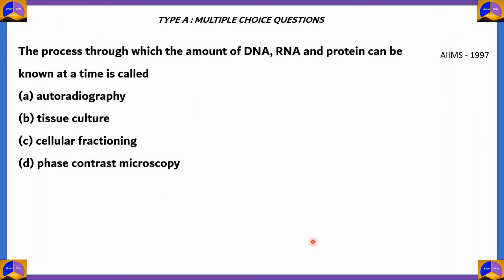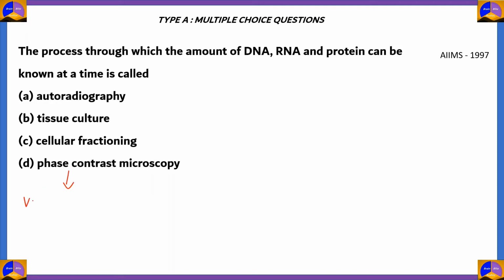The process through which the amount of DNA, RNA, and protein can be known at a time is called: autoradiography, tissue culture, cellular fractioning, phase contrast microscopy. So let's look at what each process does. Let's start with our last option, option D, phase contrast microscopy.